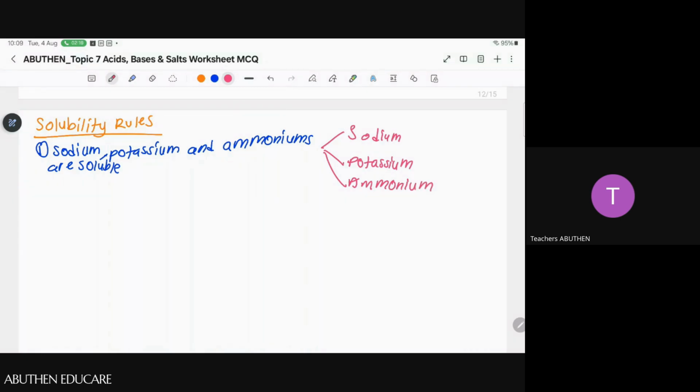For the salt name, you will have two parts of the name, right? As long as the first part of the name is sodium, potassium, or ammonium, we don't care about what is at the back. It's confirmed soluble. For example, you have sodium carbonate, potassium chloride. As long as you see the SPA salt, the first part of the name is definitely soluble.